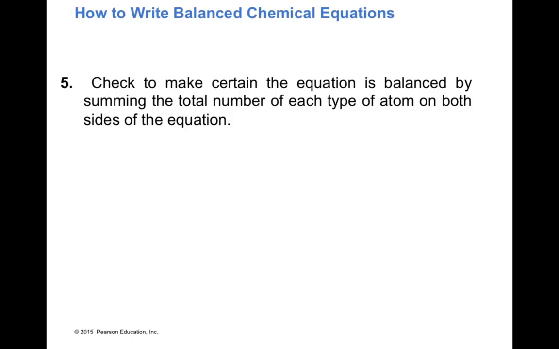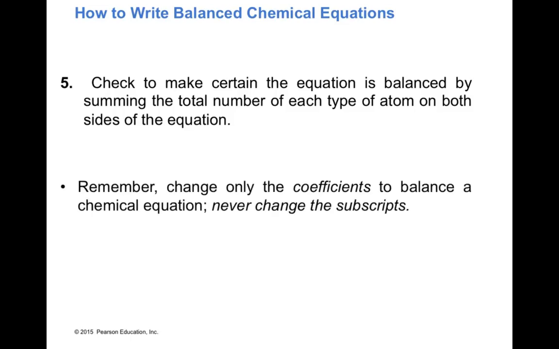Number 5, check to make certain the equation is balanced by summing the total number of each type of atom on both sides of the equation. Remember, change only the coefficients to balance a chemical equation. Never change the subscript of any compound, because if you change the subscript, you now have a different molecule.